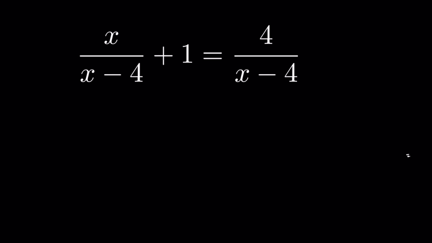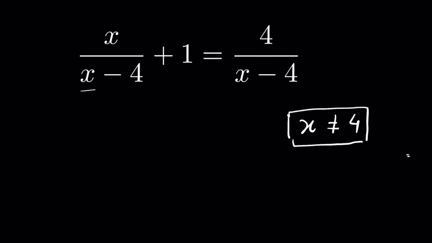x upon x minus 4 plus 1 is equal to 4 upon x minus 4. We have to find the solution for x, and remember that x is not equal to 4. So keeping this in mind, we have to find the solution for x. Now we have denominators on both sides, so let's first remove the denominator.